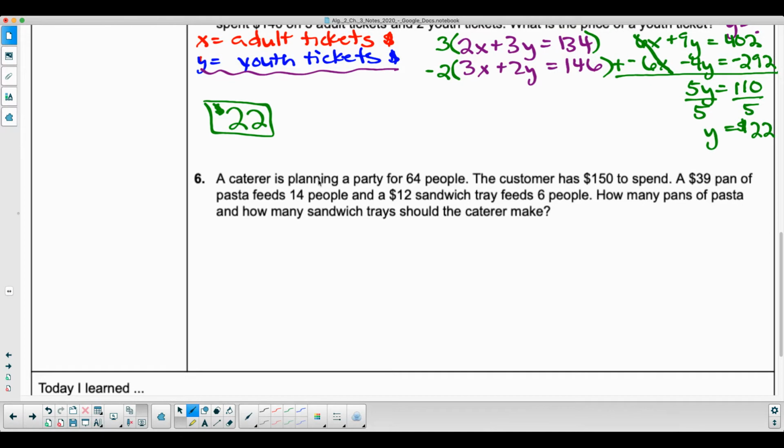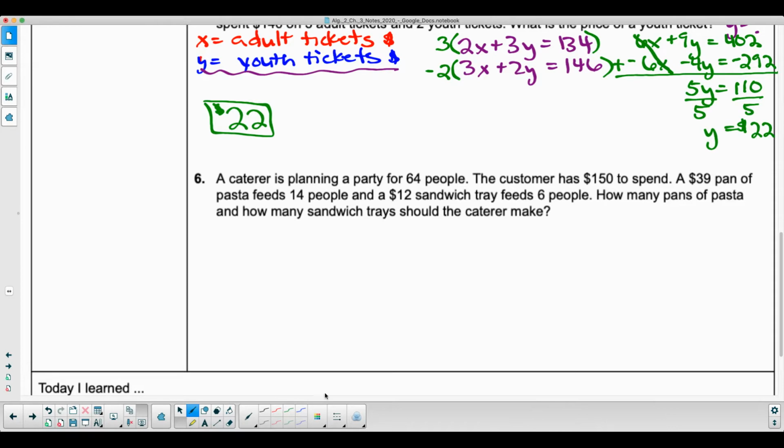All right, number 6. A caterer is planning a party for 64 people. The customer has to spend $150. A $39 pan of pasta feeds 14 people, and a $12 sandwich tray feeds 6 people. How many pans of pasta and how many sandwich trays should the caterer make? So we're comparing pasta and sandwich trays. How many pans of each do we need to make? Our variables are going to represent number of pans of pasta and number of sandwich trays.